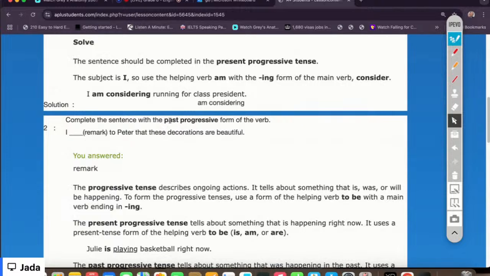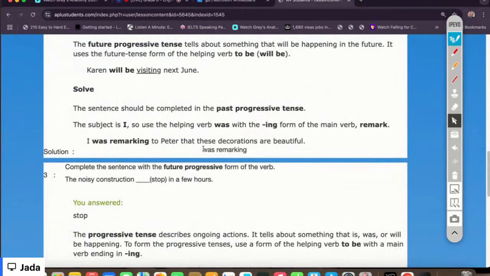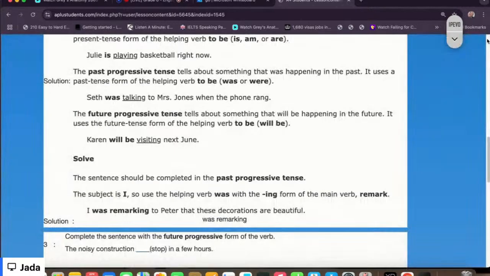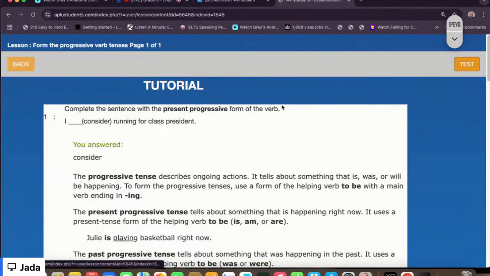All right. So we also have past progressive here. I remarked to Peter that these decorations are beautiful. So I was remarking, because that's in the past and with the main verb remarking in ing. And then for future, we have the noisy construction that stops in a few hours. Will be stopping in a few hours. Okay. So we'll move on to the test and you can share your answers with me.